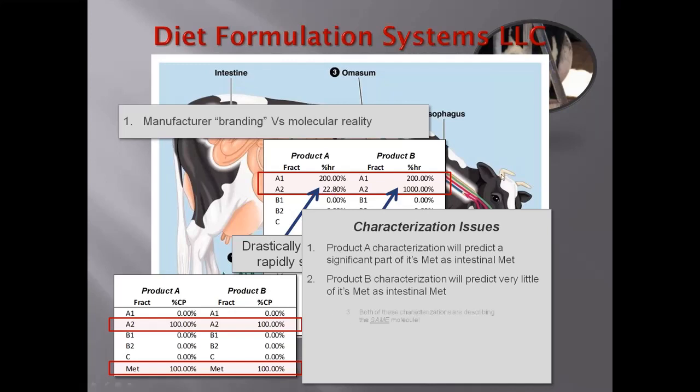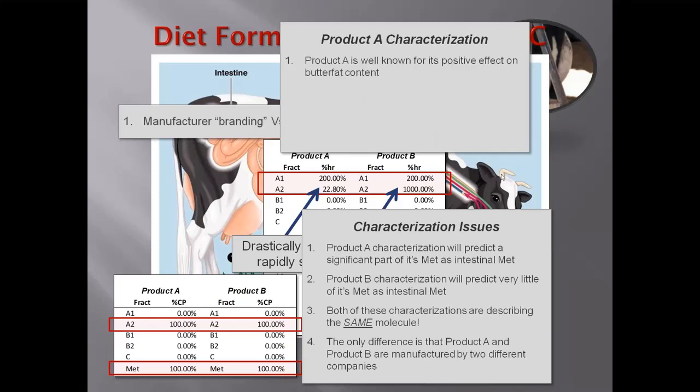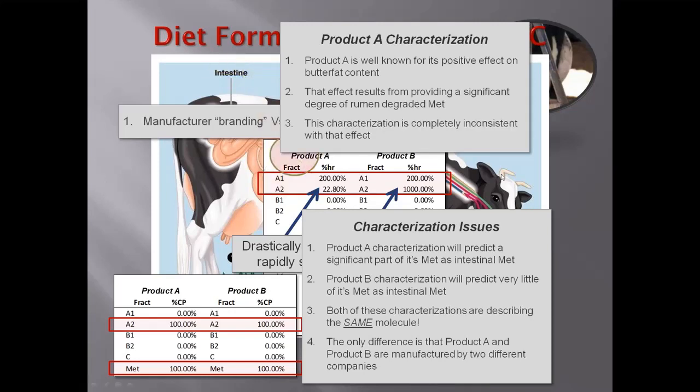Here's the problem. Both of these characterizations are describing the same molecule. The same molecule. The only difference is that product A and product B are manufactured by two different companies. Okay. Here's a little more insight into product A. Product A is well known for the positive effect it has on butterfat content in the milk. That effect results from providing a significant degree of rumen-degraded methionine, which means that this characterization is completely inconsistent with that well-established demonstrated effect. That effect is far more in line with what you see here.